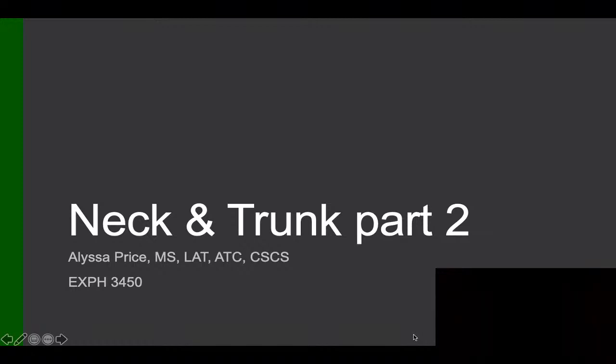Okay, we are moving to neck and trunk part 2. So this will be building on all of the bony anatomy we learned last time.